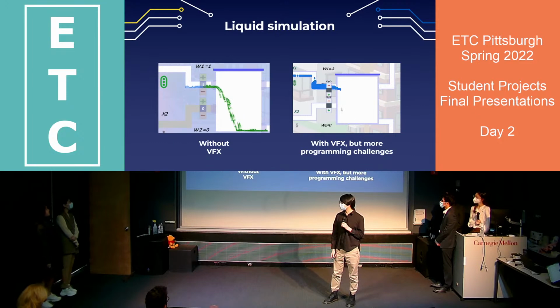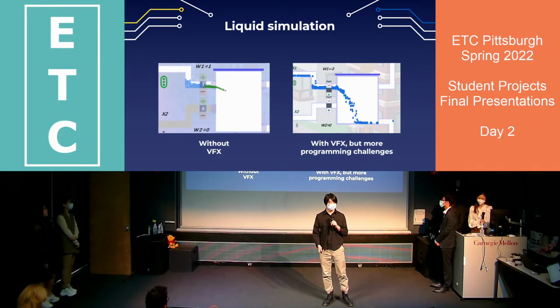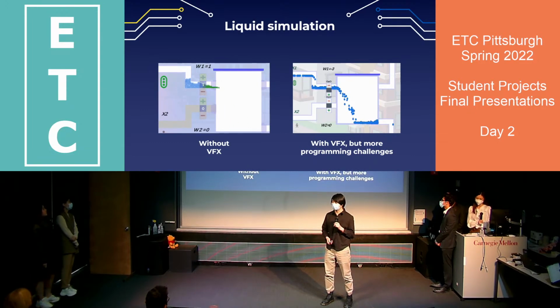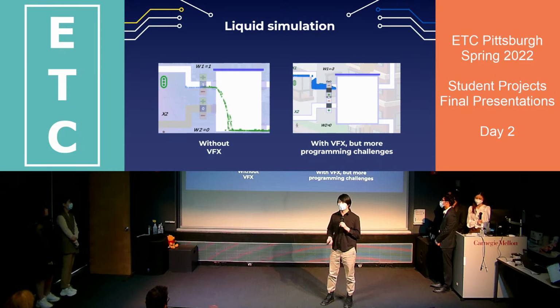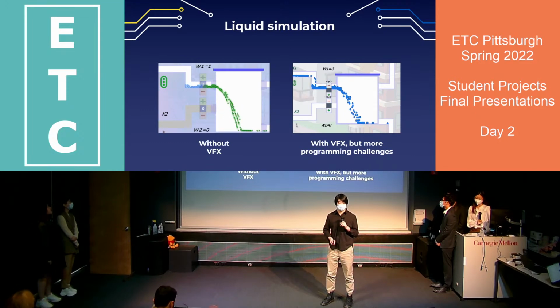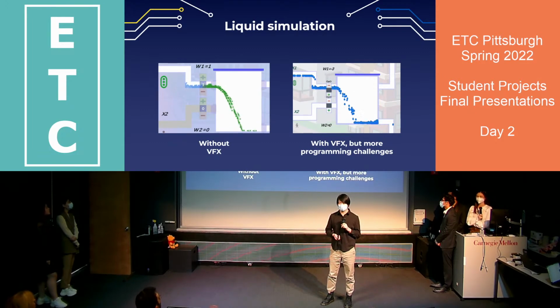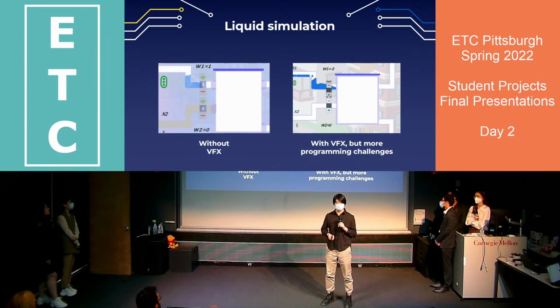So we also experimented with two liquid methods. They are all based on the Unity particle system. The one on the left is the default one, and the one on the right is using a script camera to make the effects of the liquid. Due to the consideration of performance and programming issues, we are using the one on the left.